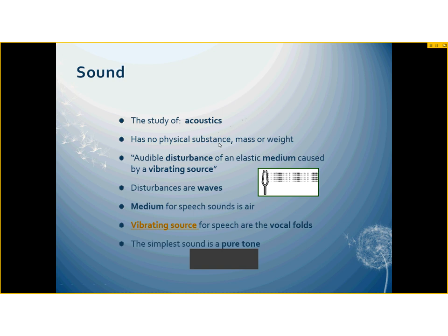The vibratory source for speech, in order to create an audible disturbance, is our vocal folds. The simplest sound that we can refer to is a pure tone. But the pure tone really has nothing to do directly with the production or the reception of speech. Now let's see what this is.